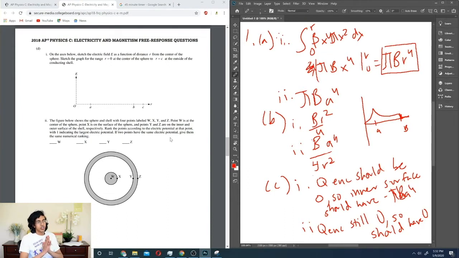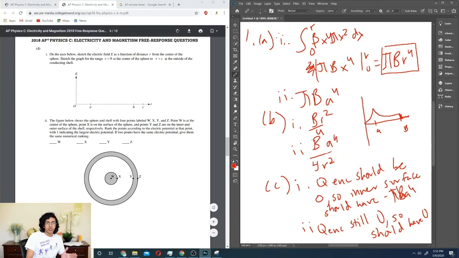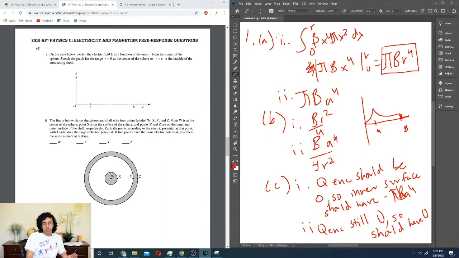So electric potential is the negative integral of the electric field over distance. So you can think about it this way, right? W is going to have the highest potential because our electric field is positive everywhere. So as we go out, our voltage is going to get more and more negative because we're taking the negative integral of a positive thing. So it starts high at W, so W is 1, then X is a bit lower, then Y is even lower, but then Z is the same as Y, so just 3.